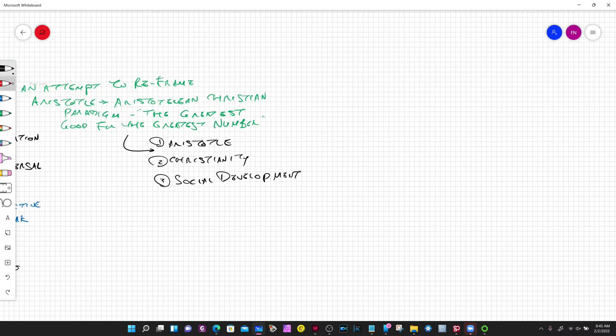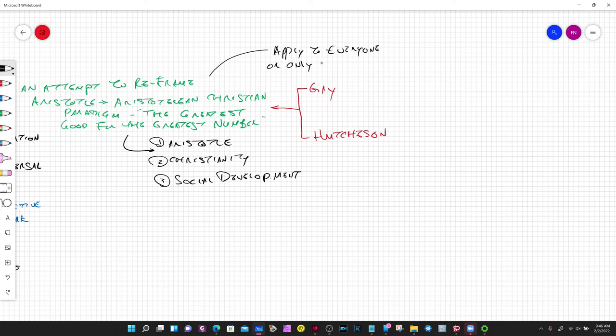So, when Hutcheson and Gay began the development of utilitarianism, this is the context in which they're thinking. Recently, I've been also asking myself, did this apply to everyone? Or only the upper class.